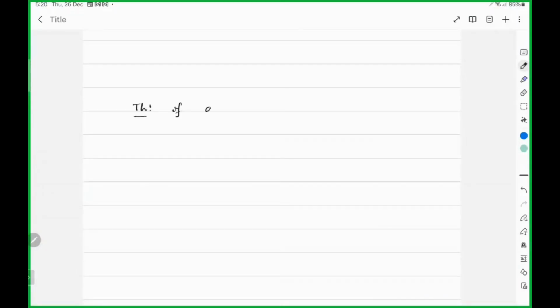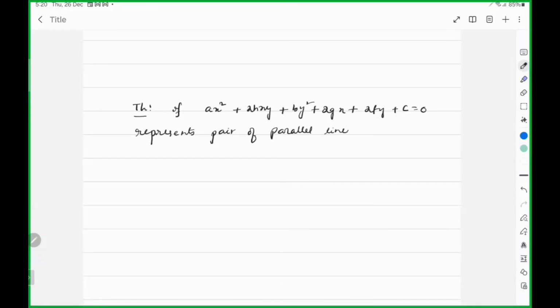If ax square plus 2hxy plus by square plus 2gx plus 2fy plus c represents a pair of parallel lines, then h square is equal to ab, and bg square is equal to af square.